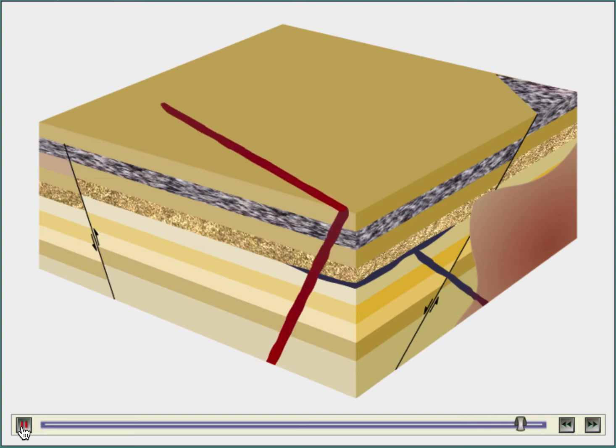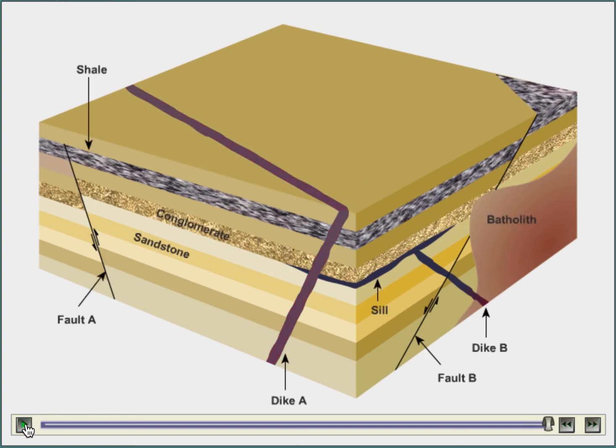Now that cut through all the layers. So you know that this igneous intrusion is younger than all of the layers due to the law of cross-cutting. And there is the final product. This is a dike because it is essentially in the vertical position here.